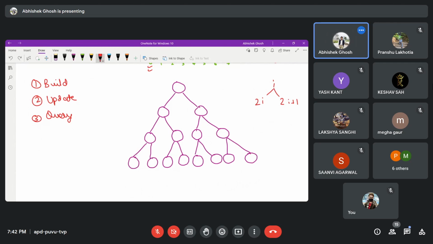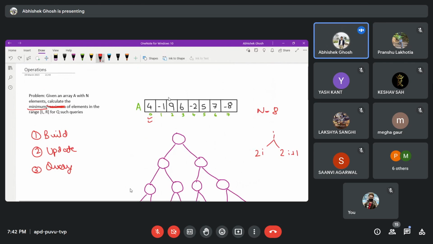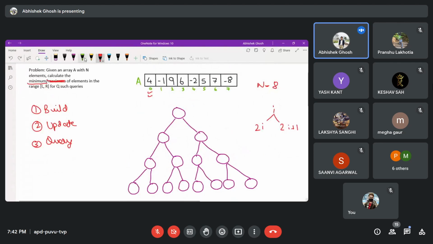In the case of sum, and in the case of minimum, leaf nodes basically store the answer for a single element. If you have a subarray like this and I ask you the minimum in this subarray, as it's just a single element, the minimum would be the element itself, right? So I can safely fill the leaf values with the actual values: 4, minus 1, 9, 6, minus 2, 5, 7, minus 8. Now I have the value of this node and this node, so I can definitely fill the value for the parent node. So what would be the minimum of 4 and minus 1?